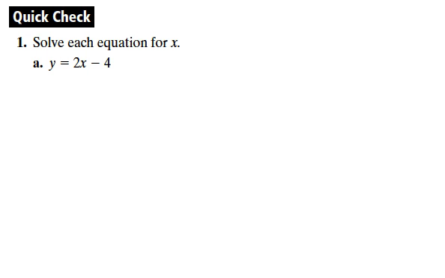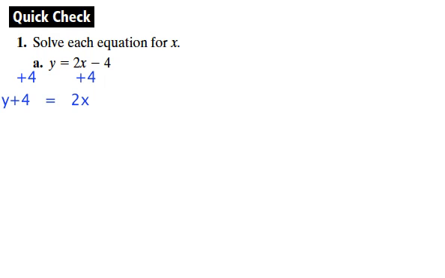Let's try quick check number 1. Solve each equation for x. In 1a, we have y equals 2x minus 4. Remember, we're trying to get the x all by itself, so we have to undo the operations. In this case, we're going to start by adding 4 to both sides of the equation. On the left-hand side, we'll end up with y plus 4. On the right-hand side, the minus 4 plus 4 cancel each other out. You're left with 2x. So you have y plus 4 equals 2x.